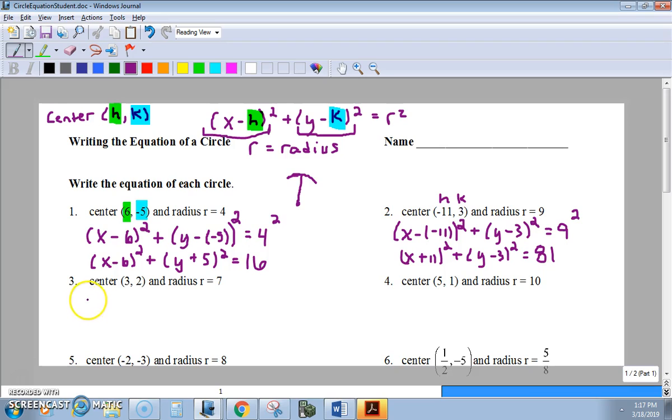All right, so let's see. We're going to have x minus something squared plus y minus something squared equals 7 squared. So can you fill in those blanks for me for that one? Same with this one. Let's do x minus something squared plus y minus something squared equals something squared over here. Okay, I bet you can do this one.